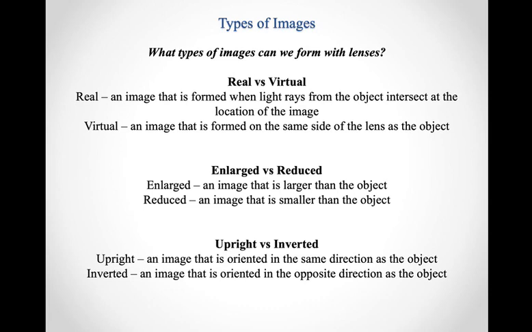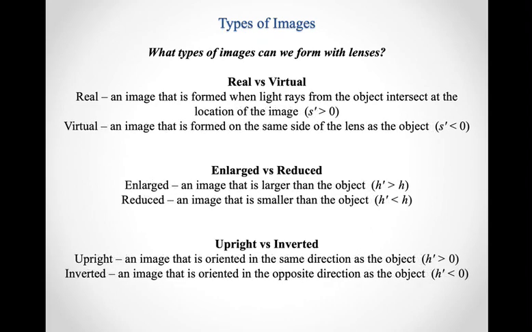So as you might have guessed, these definitions are related to our sign conventions. So if I want to think about a real image, well, the easiest way to identify a real image is to see that it has a positive image distance. It's an image that forms on the image side of the lens. A virtual image, on the other hand, is an image that forms on the object side of the lens. So it's going to have a negative image distance.